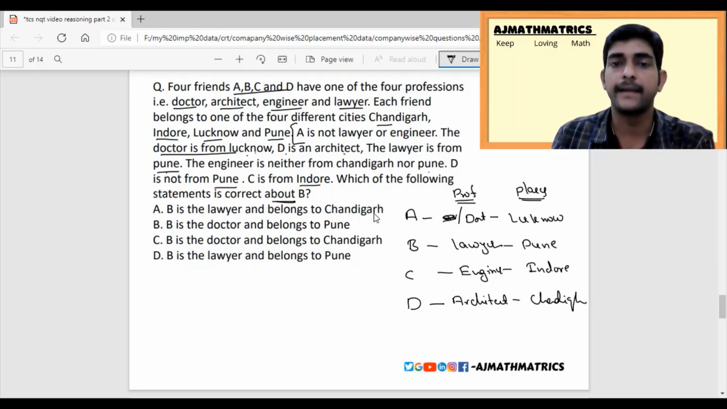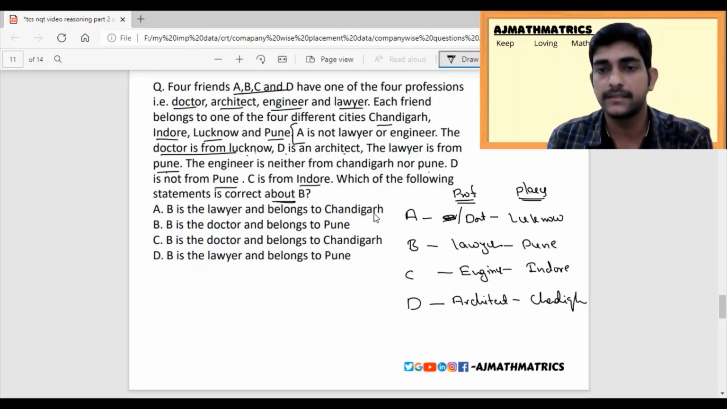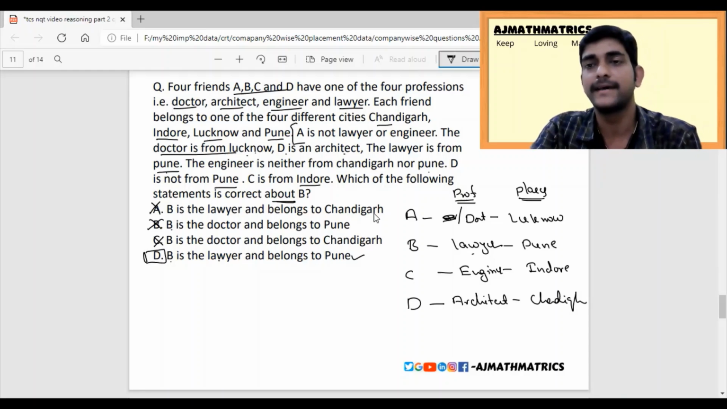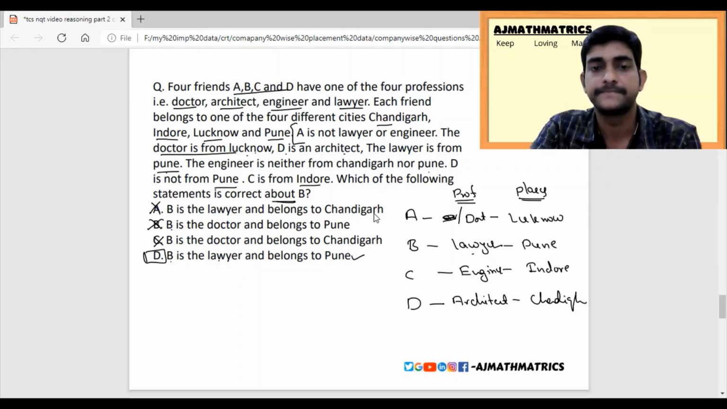B is a lawyer and belongs to Chandigarh. B is a lawyer but does not belong to Chandigarh, so this will be eliminated. B is a doctor. No, B is a lawyer here. B is a doctor. No, B is a lawyer. Now, B is a lawyer, yes, belongs to Pune. Yes, this can be the correct option for the question. Hope I am clear. Let's solve the next question.